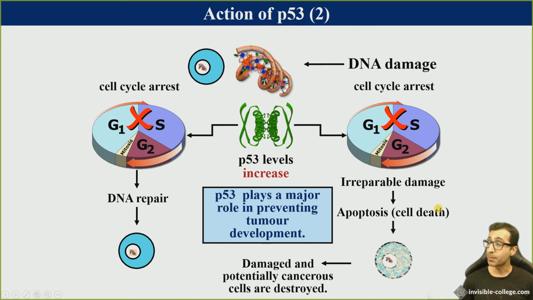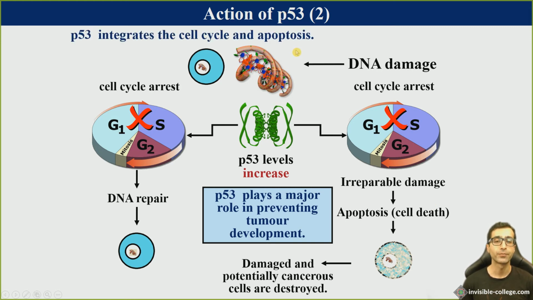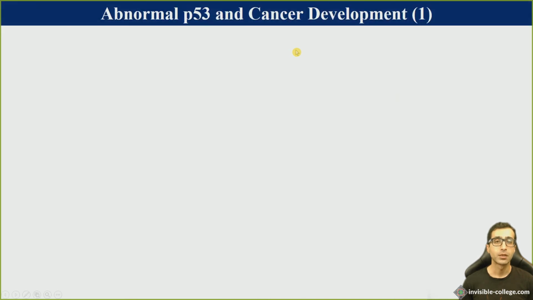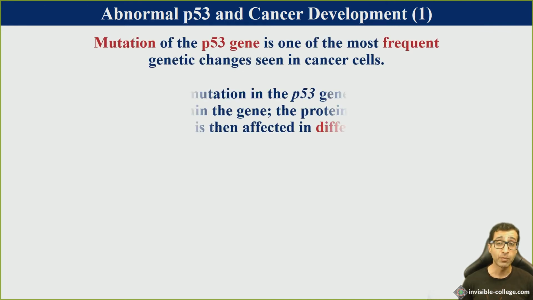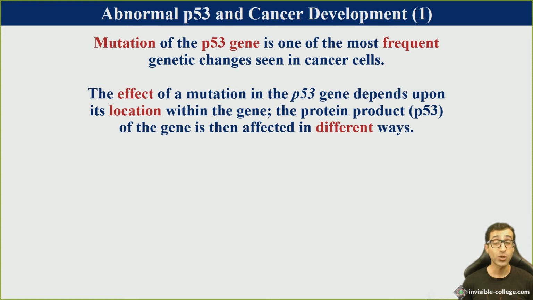So we see here that p53 plays a major role in preventing tumour development, and it's in this context that these types of genes are referred to as tumour suppressor genes. So mutation of the p53 gene is actually one of the most frequent genetic changes seen in cancer cells. Now, the effect of a mutation of the p53 gene depends on its location within the gene. The protein product p53 of the gene is then affected in different ways.